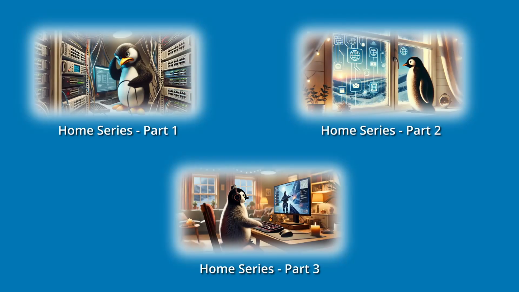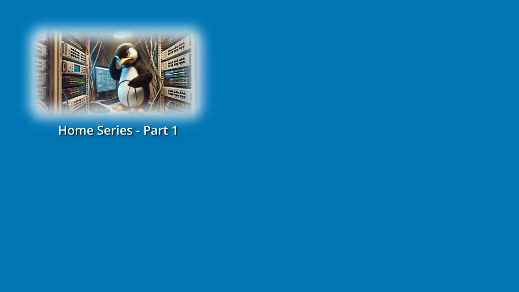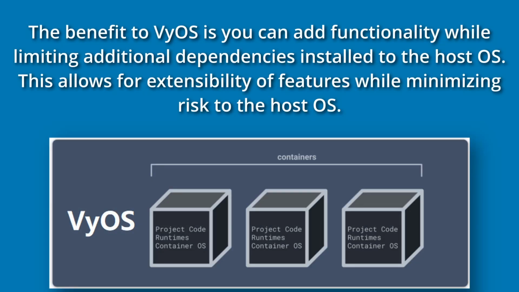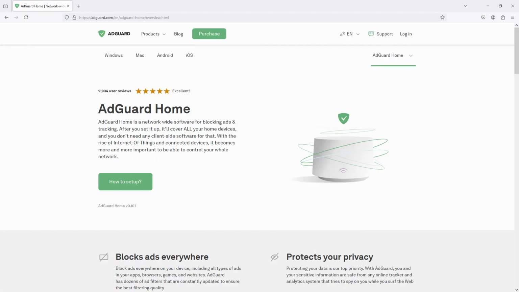In the first three videos, we configured VyOS on our home router. Now, we're going to add on to it. A cool feature that VyOS has is that it allows you to run containers directly inside of VyOS. This provides amazing extensibility. In this video, we'll be adding DNS filtering by installing AdGuard Home.